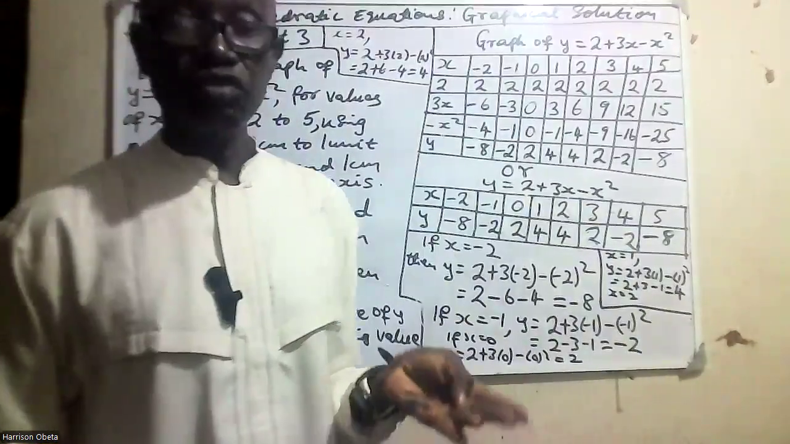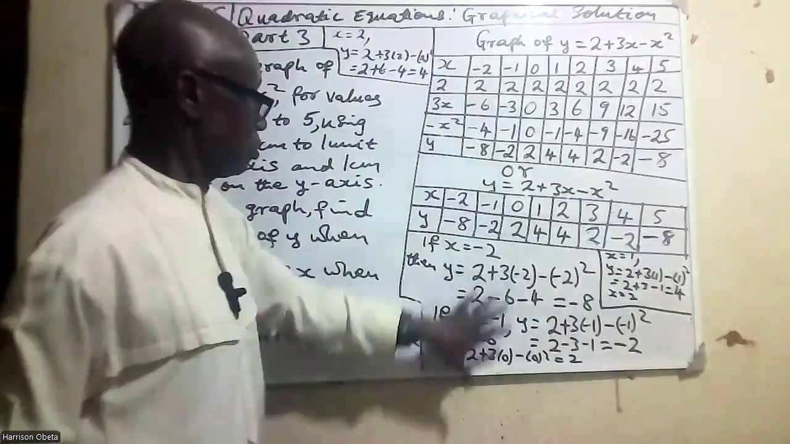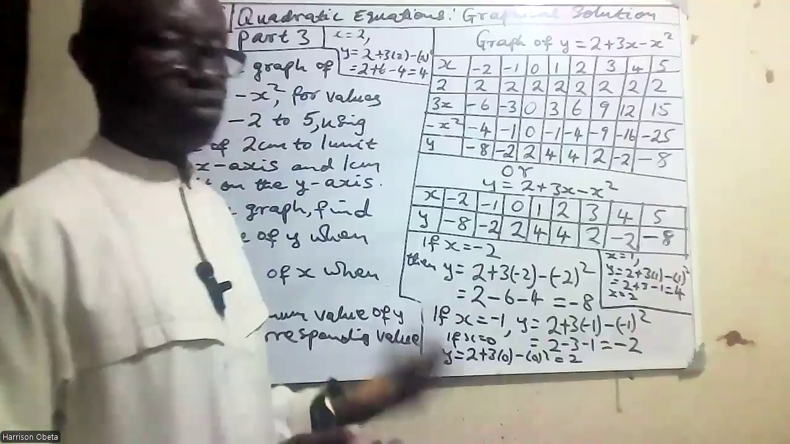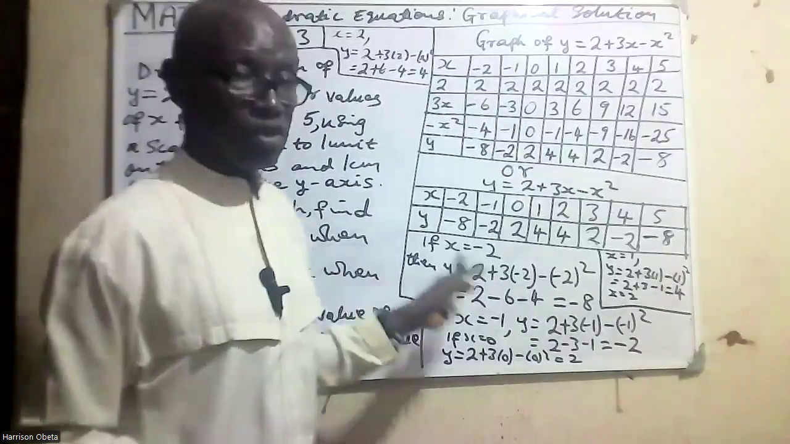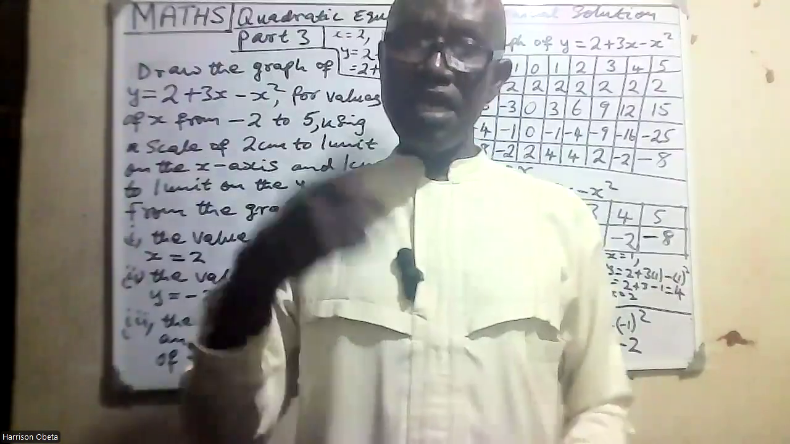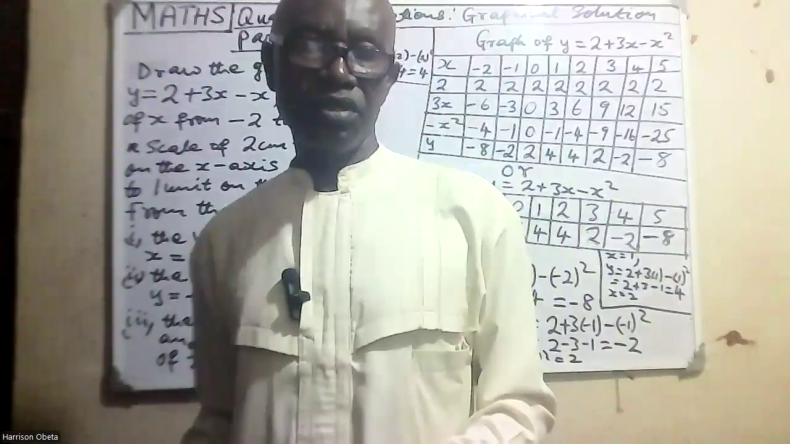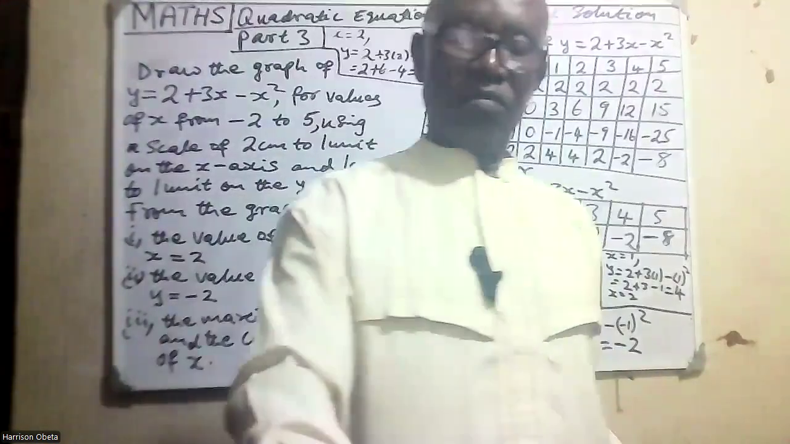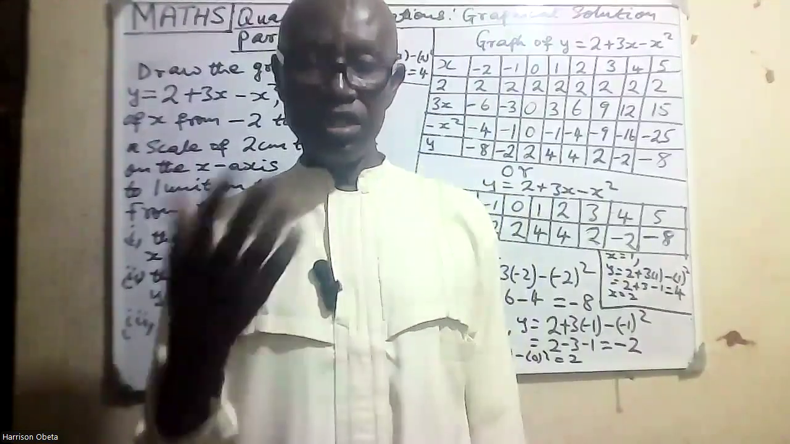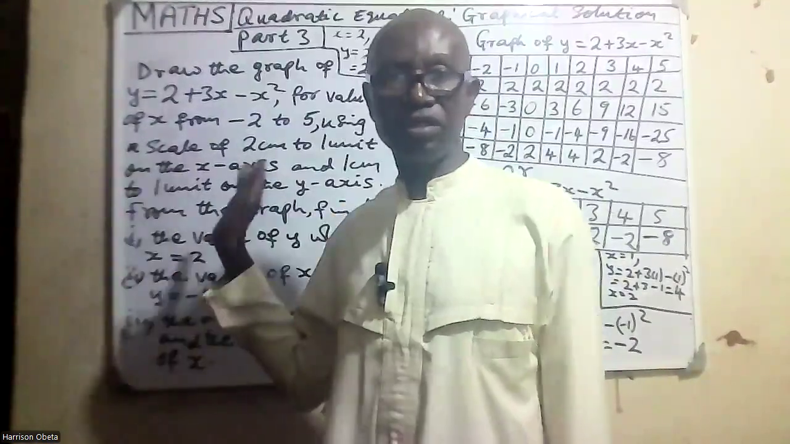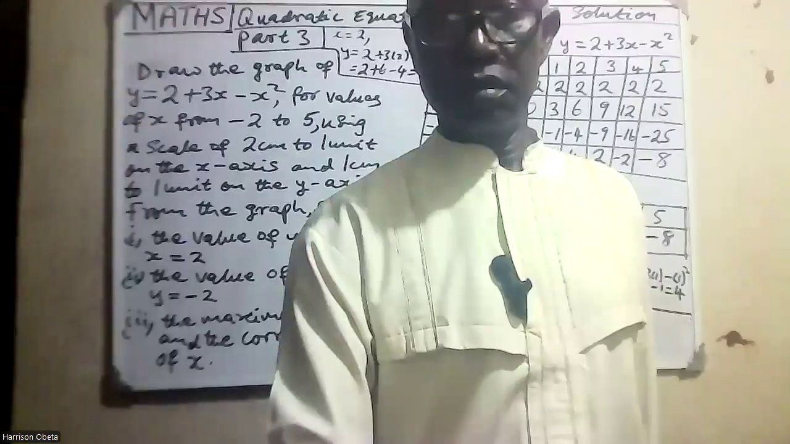It's now left for you to choose any one you like, whether you like this or you like this. Whichever, you still get the same answer. So we have come to the end of this part. In the next video, I'll show you how to plot the graph. We have plotted the first graph. This will be the second one. So in the next video, we'll plot only the graph and answer these questions.